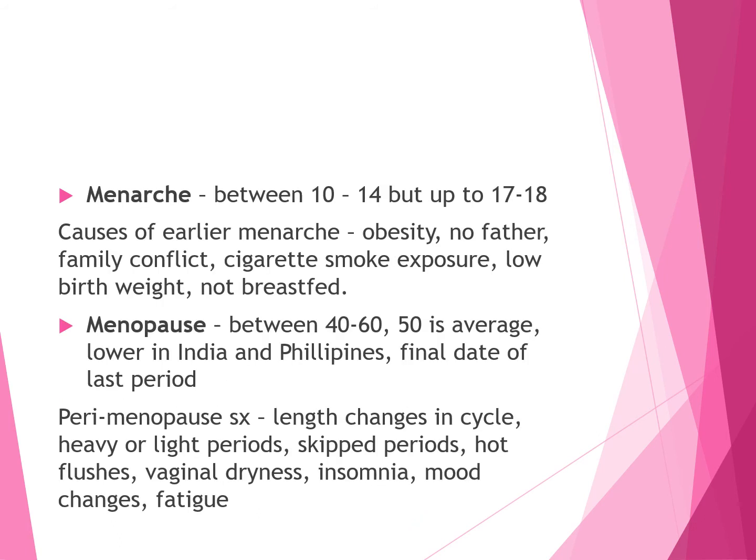Menarche means the menses started between the age of 10 to 14. If the menarche started early, meaning at 9 or 10 years old, the causes are obesity, no father, family conflict, cigarette smoking exposure, low birth weight, not breastfeeding.